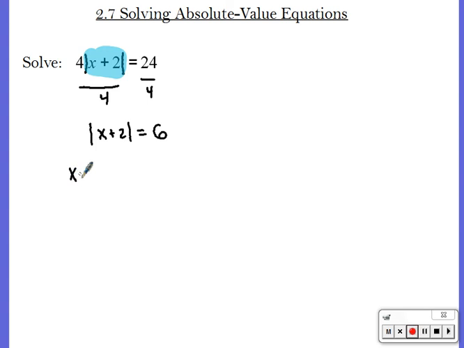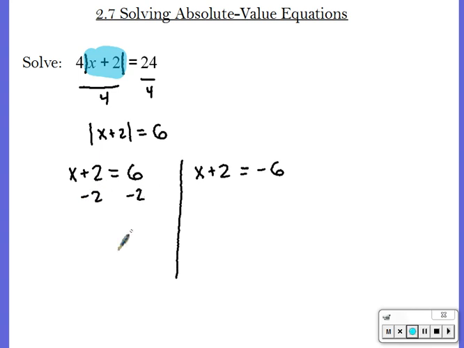So we're going to make two equations. Our first equation is when the inside equals 6. The other equation is when the inside equals negative 6. Because again, if the inside equals negative 6, we'd have the absolute value of negative 6, which is positive 6. So it works. Solve each one of these equations for x, and you're going to get your two answers.